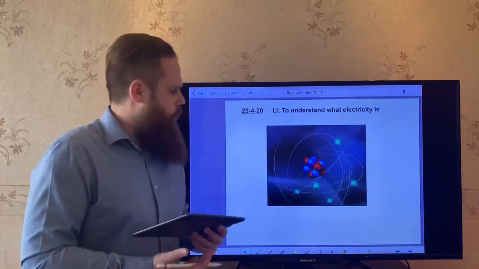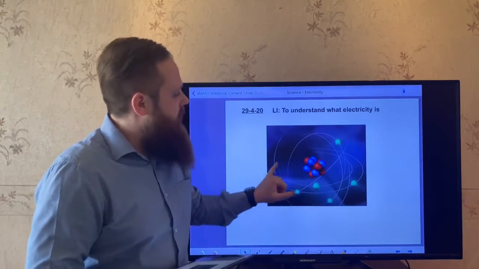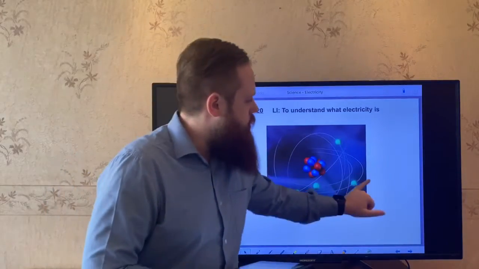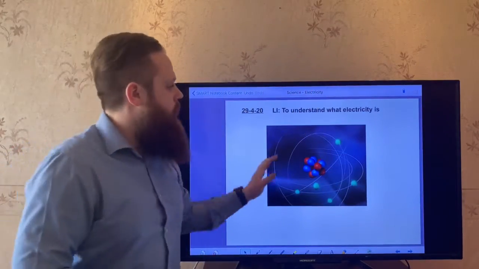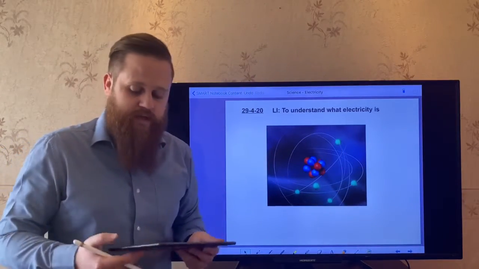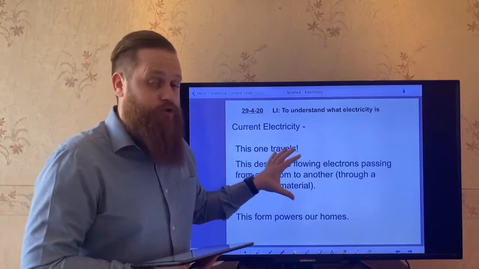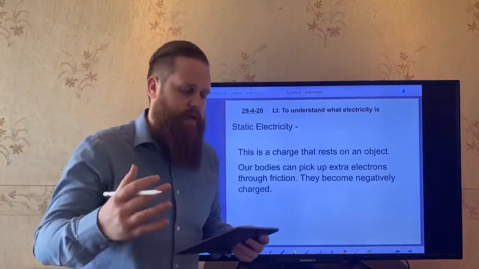Now, how that works is, imagine lots of these atoms next to each other, and these electrons would jump from one atom to the next atom, to the next atom, and they would travel along, almost going like that. Now, that is current electricity. It travels. Those electrons jump from atom to atom.